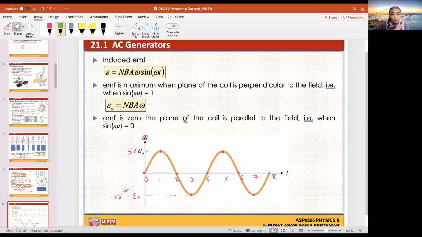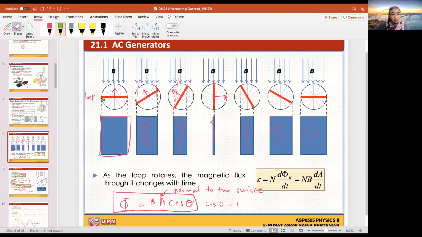Okay, EMF is 0 when the plane, okay. How does it relate to our coil just now? Let's go back. Okay, so here, I know this starts from the maximum, but we can assume it starts here. So this is 0, and then I move to the maximum, which is 5. So from here to here, the induced EMF looks like this. So 0, and then this is my 5 volts, and this is the time that it completes this whole part. So this is my graph.